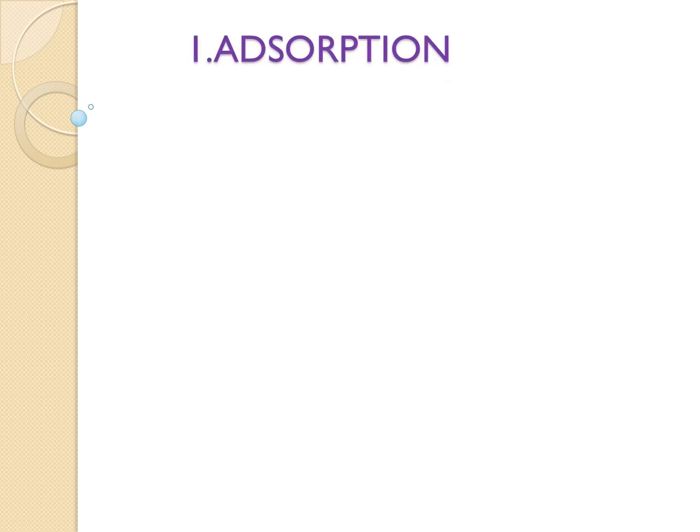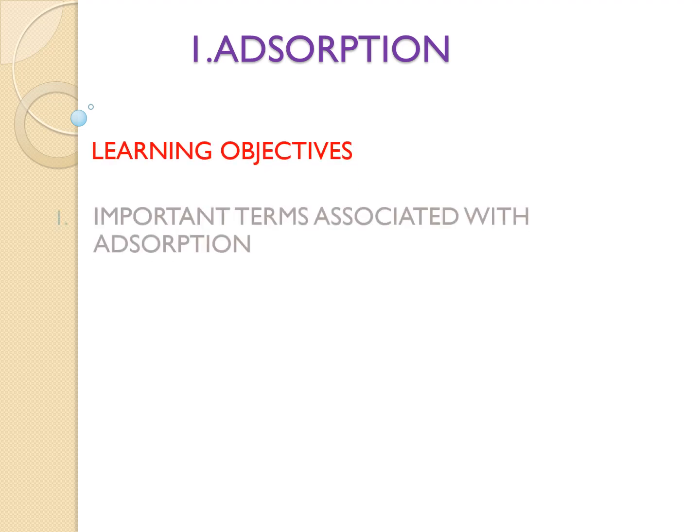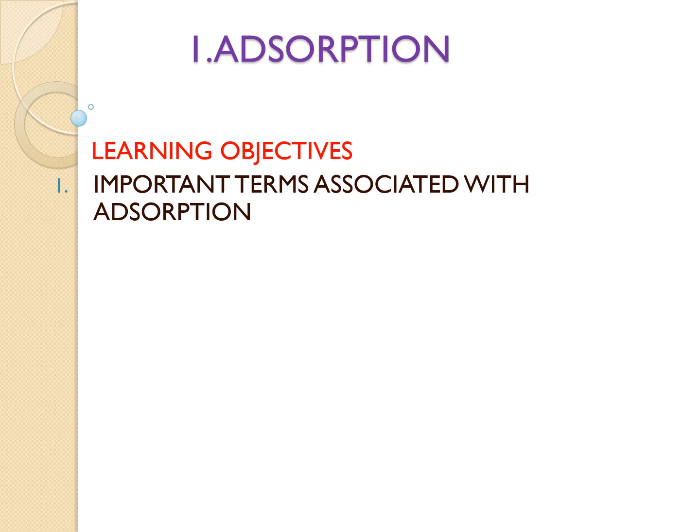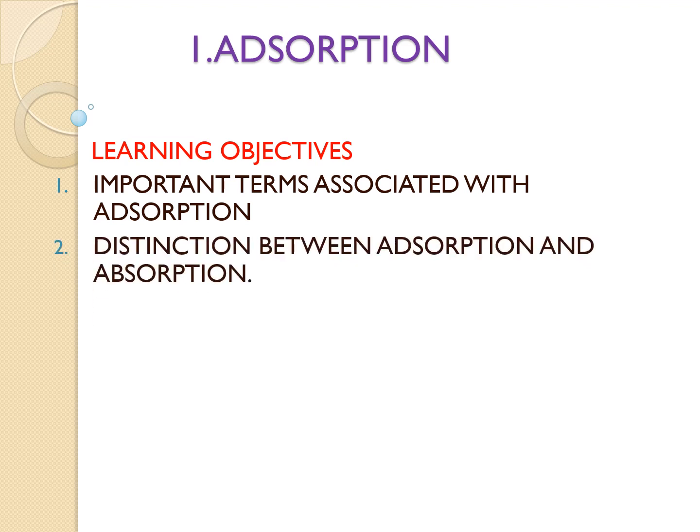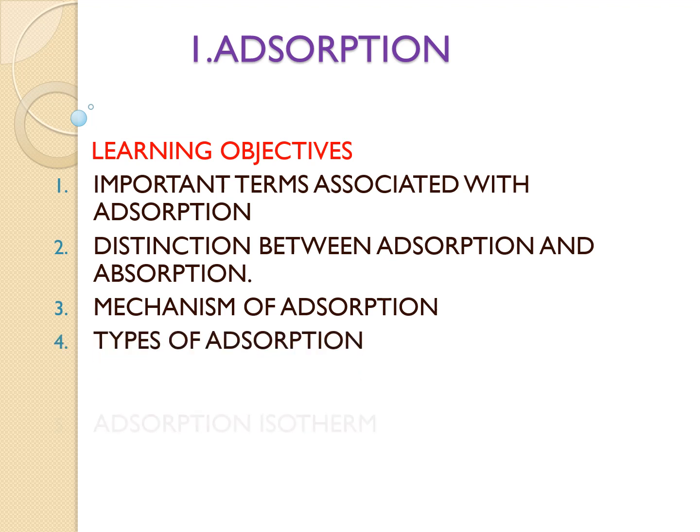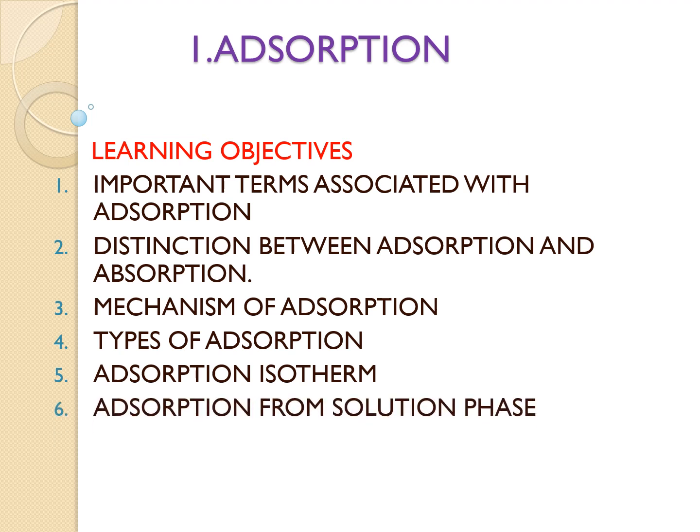Now, we are going to start with adsorption. Before starting with adsorption, we should know what the learning objectives are. Number 1, important terms associated with adsorption. Distinction between adsorption and absorption. Mechanism of adsorption. Types of adsorption. Adsorption isotherm. Adsorption from solution phase. And lastly, the application of adsorption.